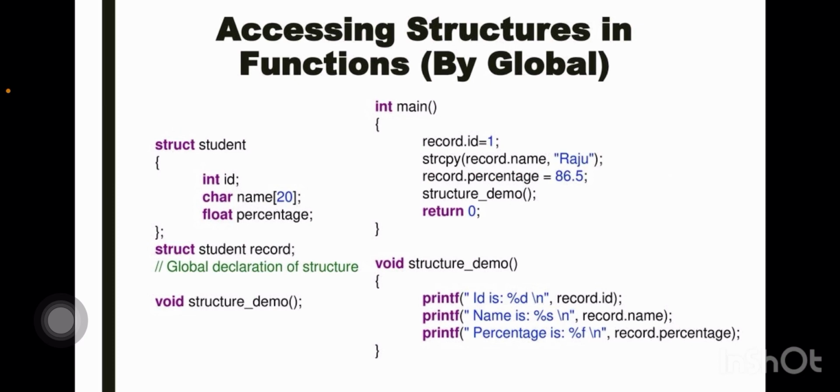In the main function we are initializing the data members of the structure, and then we are calling the function, that is structure demo. In the structure demo function we are accessing the structure data members by writing the variable name, dot, its member name. So in this way we can access structures in a function.